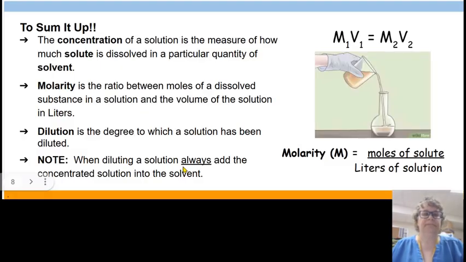All right. So to sum it up, the concentration of a solution is the measure of how much solute is dissolved in a particular quantity of solvent. Molarity is the ratio between moles of a dissolved substance in a solution and the volume of the solution in liters. Dilution is the degree to which a solution has been diluted. And note, when diluting a solution, always add the concentrated solution to the solvent.